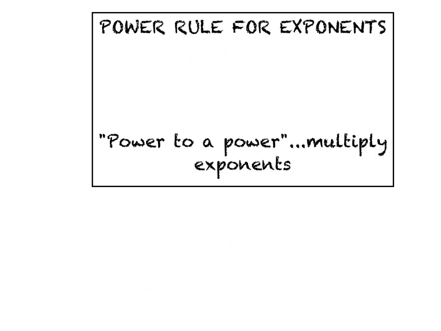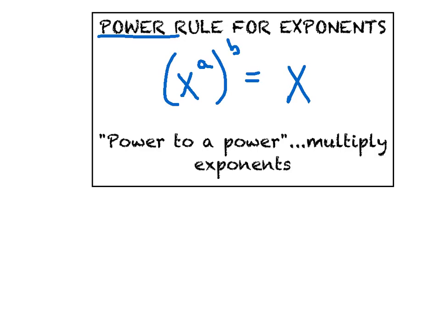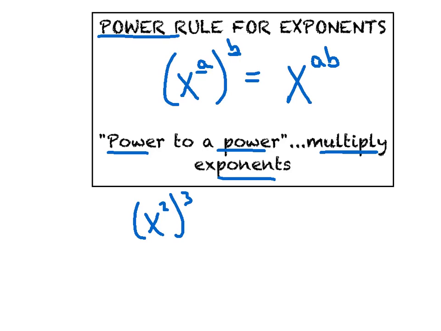Our third rule is called the power rule, and it simply says that if we take the quantity x to the a and we try to raise that entire quantity to the b power, we're going to simply multiply these exponents and say x raised to the a times b power. Again, we have a power raised to a power, that's the a raised to the b, and we just multiply the exponents together. Another good example is if I took x squared and raised it to the third power.